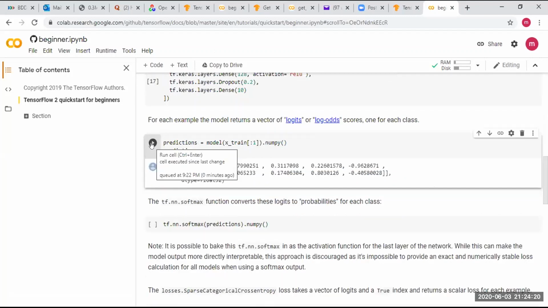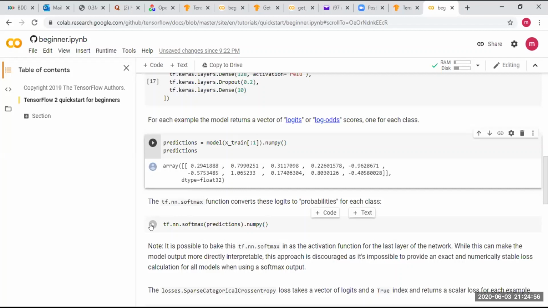This is the prediction. If you see in here, this is Python: predictions equals the model applied to the first value from x_train, and NumPy. It doesn't show me anything, so we just write it below so that it gives us the output. The output is an array with 10 different values. This is the outcome of our first value.